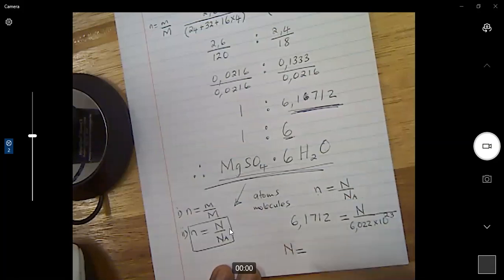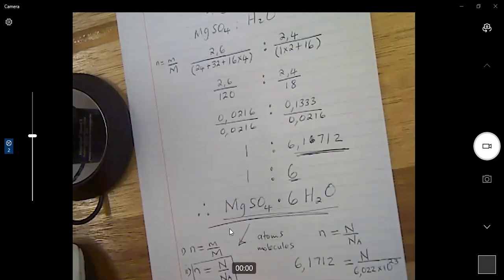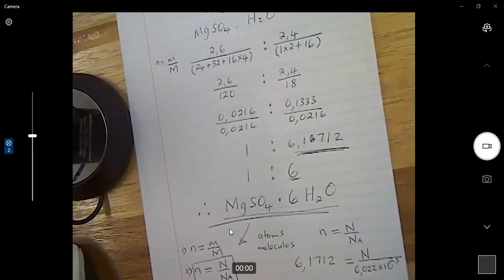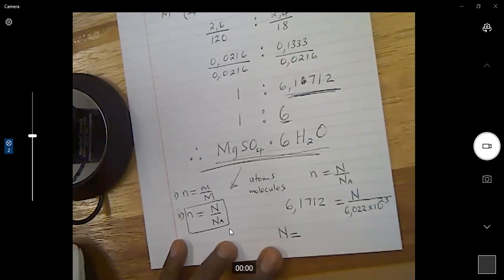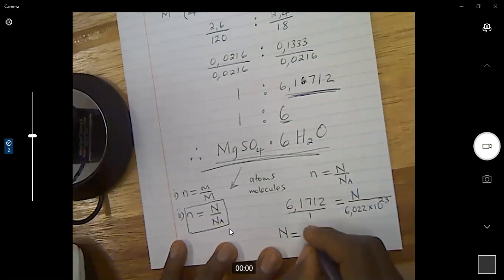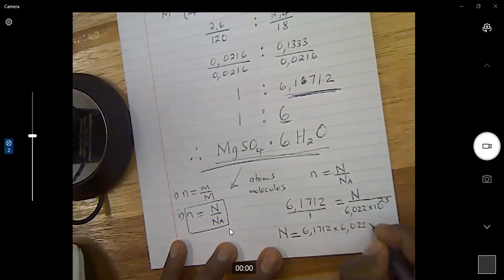N is equal to... Okay, then you cross multiply. This is over 1, so you're going to cross multiply. So I'm going to have 6,1712 times 6,022 times 10 to the power 23. Your final answer. Someone on the calculator.